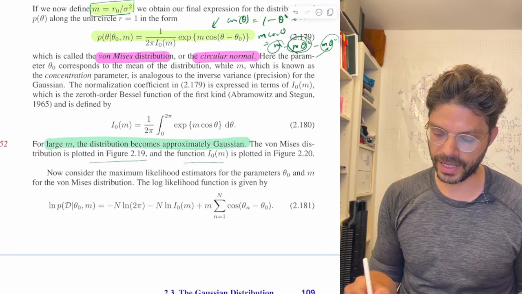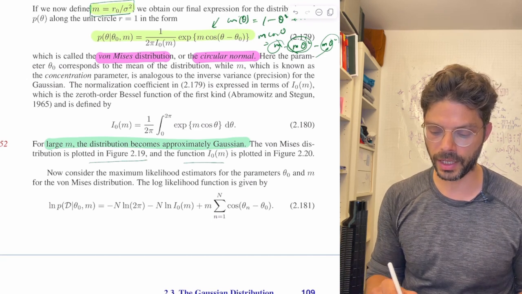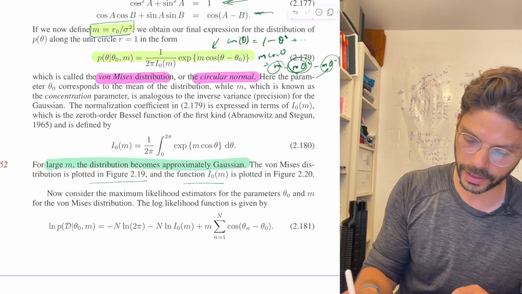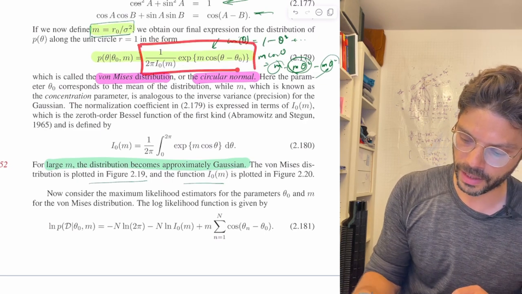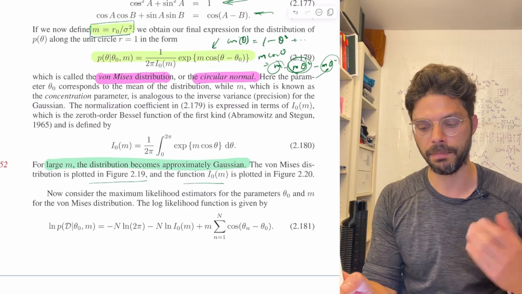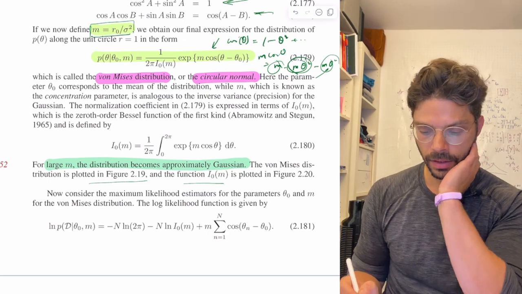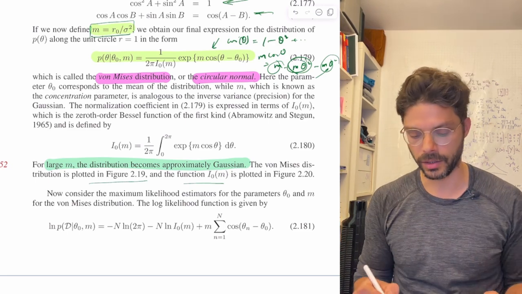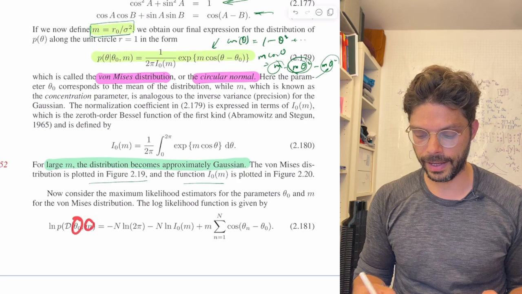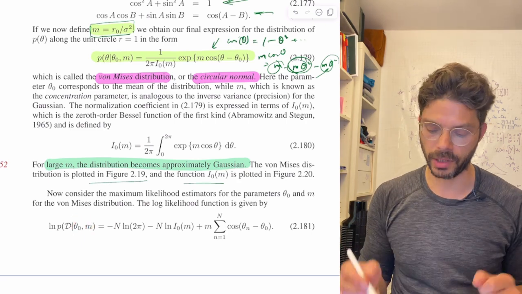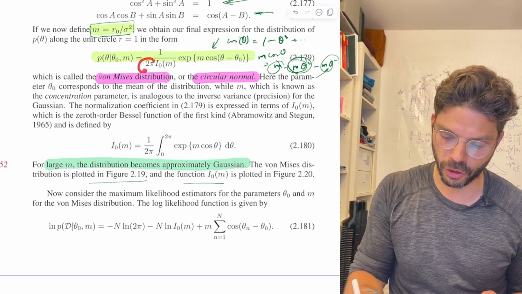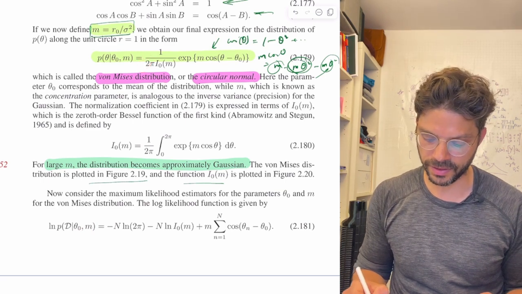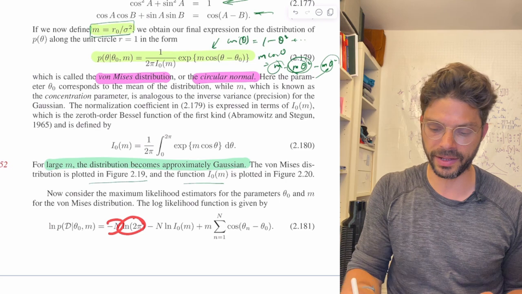Again, because we have independent data points, what's our distribution looking like? It's this, and we have n independent thetas. So now we're going to maximize the log likelihood with respect to theta naught and m. When you compute the log likelihood, you're going to get these normalizing factors showing up n times. So this is minus n ln 2 pi, that's from that.